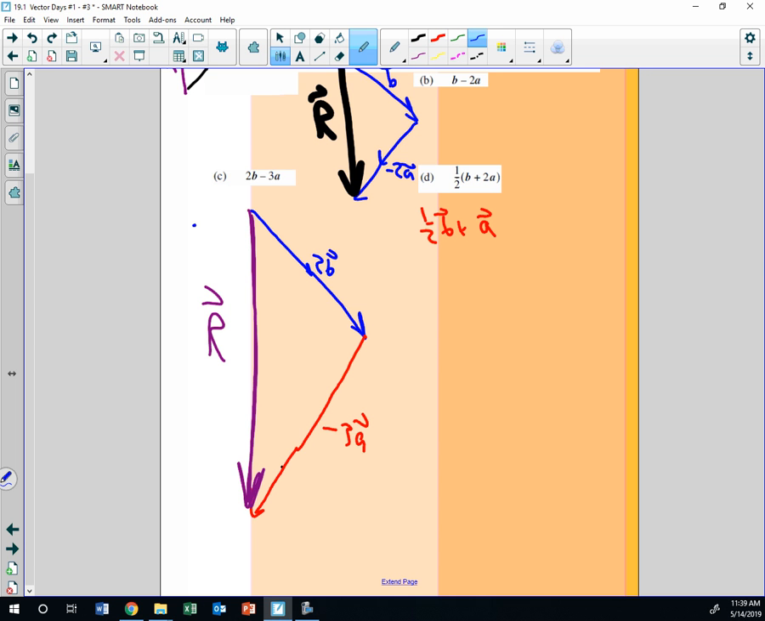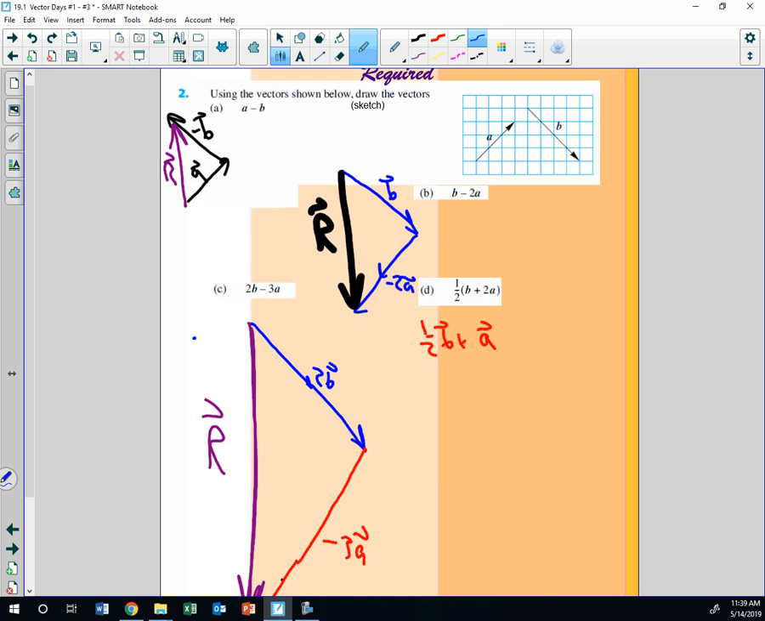So for this one, this is a quicker one because it doesn't go as far. You're going to go half of b, and then you're going to go plus a. So that resultant, tail of the first, should be up and to the right. So there you go. There's adding, subtracting, multiples of vectors.